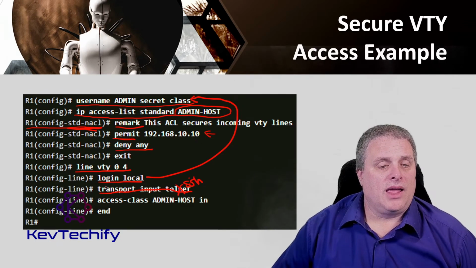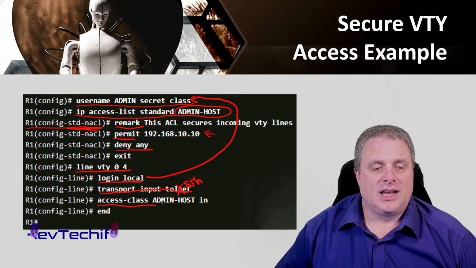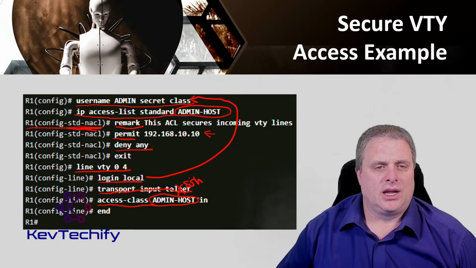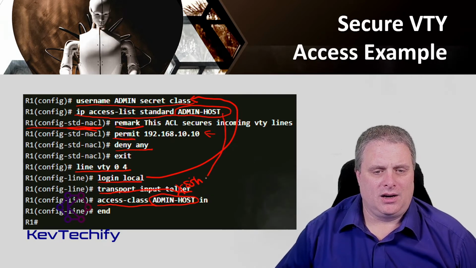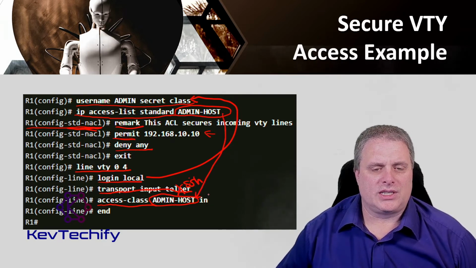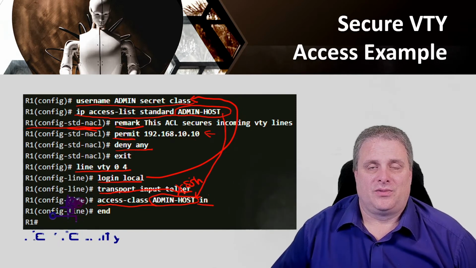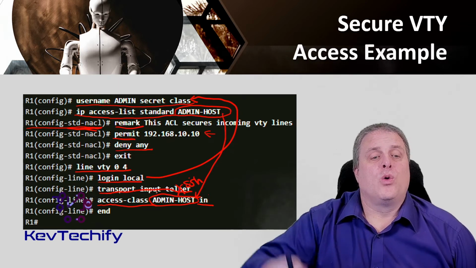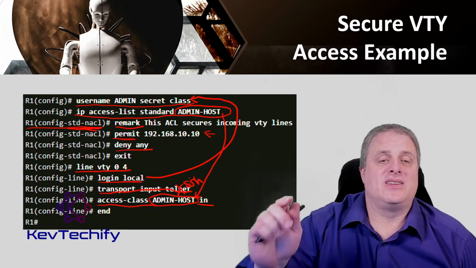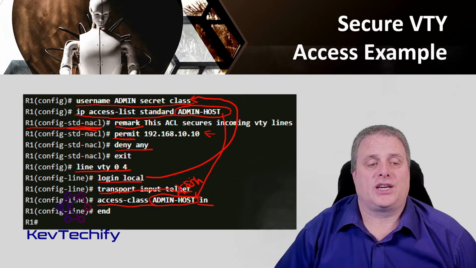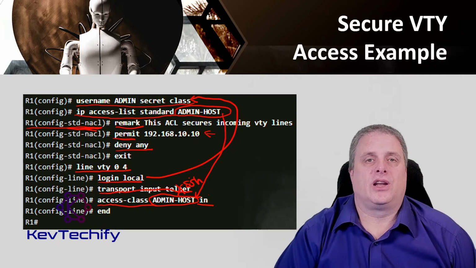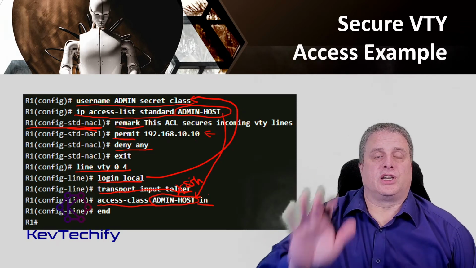And then once we have that configured, we can go ahead and say, okay, now let's go ahead and access-class, the name of our named access control list. We get that from right here. That goes in here. And then we're going to say what direction it's going. So any traffic coming in to use the VTY terminals, we're going to filter based upon this named access control list of admin-host. That's how we go ahead and set up the access control list to secure our VTY.